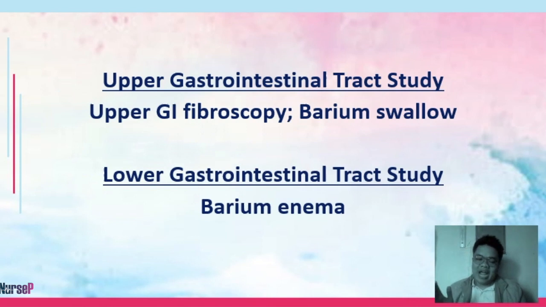Now, let's talk about your upper GI tract study and your lower GI tract study. For the upper GI tract study, we're using fibroscopy and then barium swallow. Whereas for the lower GI tract study, we use your barium enema. So it's referred to as barium swallow because you're swallowing it. It's referred to as barium enema because it's inserted through the rectal orifice to travel towards the intestine.